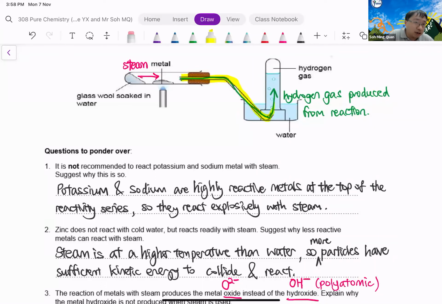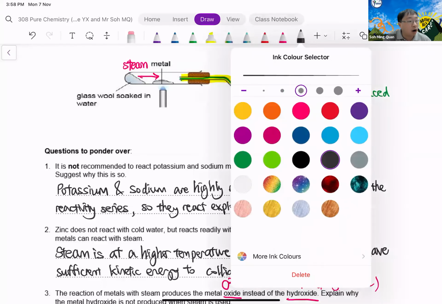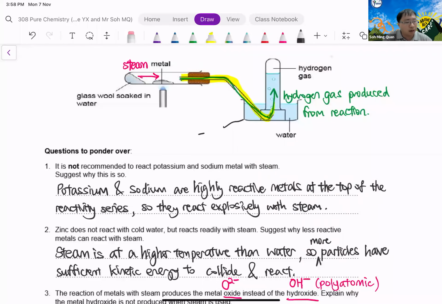Now, it is important to remove the delivery tube from the trough. The trough is where the water is. Okay, so in case you didn't know what's trough, trough is basically a tub of water. Okay, so you need to remove the delivery tube from the trough before switching off the Bunsen flame. So you remove the tube already, then you turn off the Bunsen flame. Now, what is the issue? How come this is important?